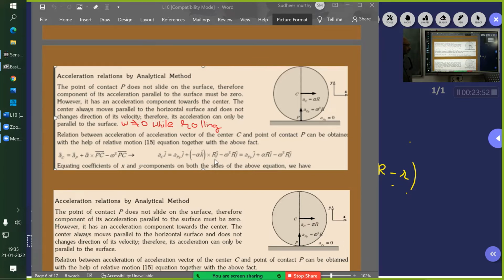R J cap. Because they are writing PC bar here, P to C. Okay. So R J cap and omega square R J cap. Then we open the bracket and do all this. We are getting here, so, equating the coefficients of x and y on both sides, we get the relation which we have already seen. That is, I cap here means AC I cap is alpha R I.